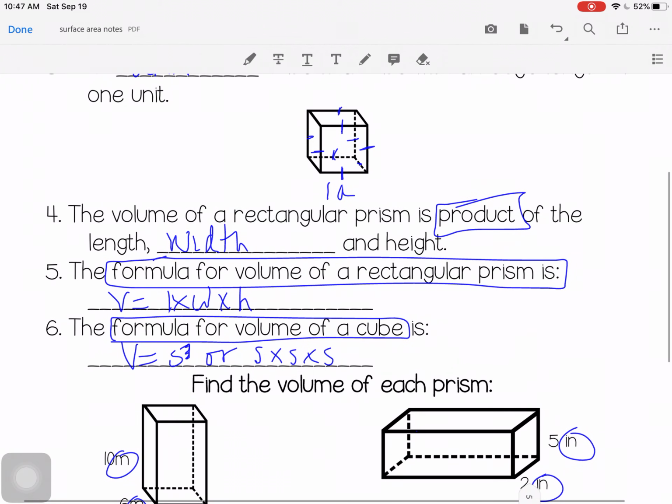Volume is measured in cubic units, and a unit cube is a cube with an edge length of 1 unit. We find the volume of a rectangular prism by multiplying the length times the width times the height. And we find the volume of a cube by multiplying side times side times side, or side cubed.